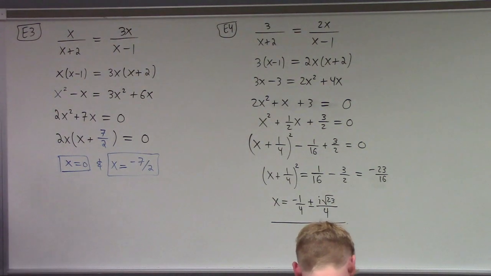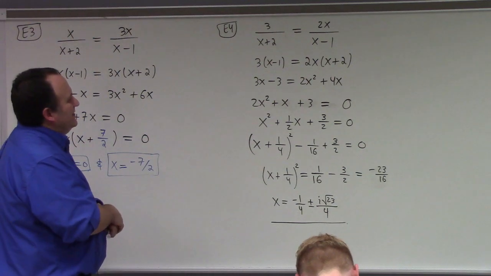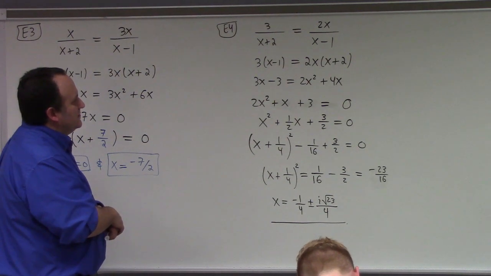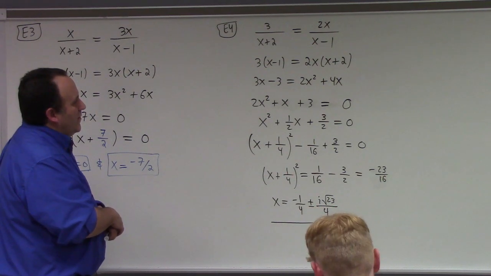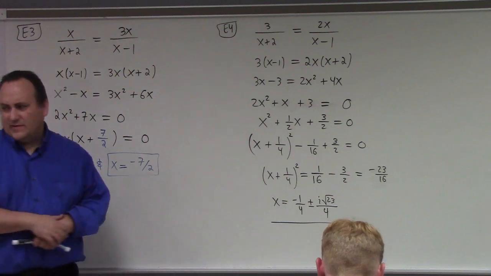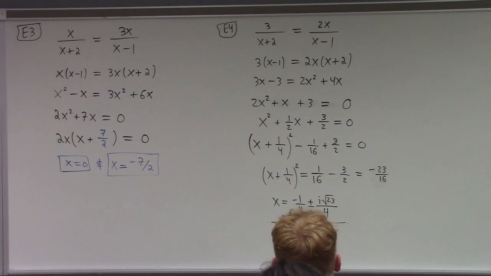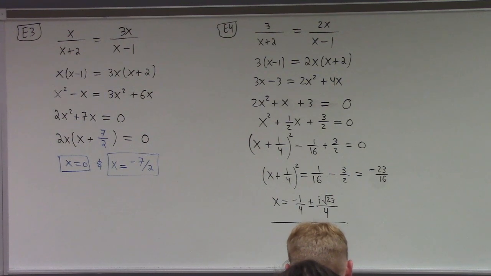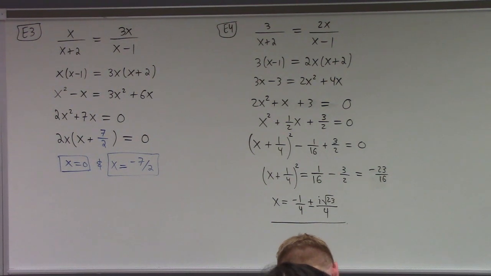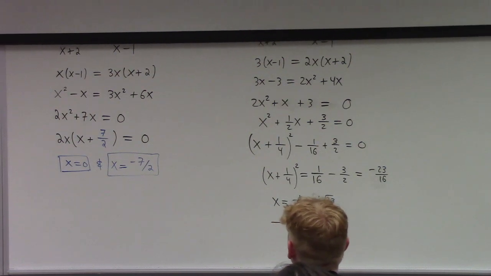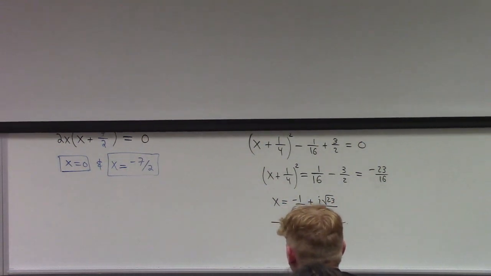That's funny to me. I'm surprised that doesn't have a solution. Huh. It's really bothering me that it doesn't have a solution. Oh man, I'm going to forget what it is. It's okay. It's 3 over x plus 2 equals 2x over x minus 1.